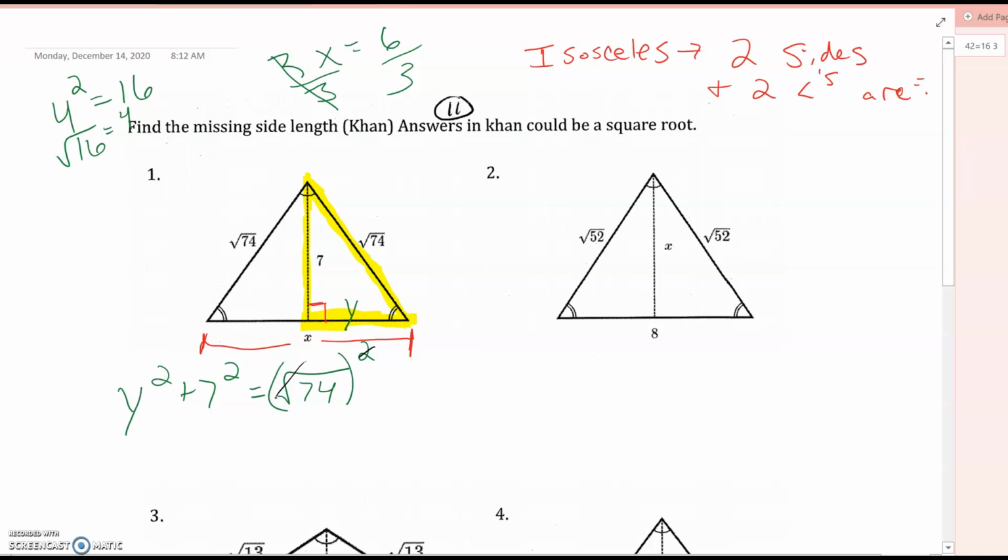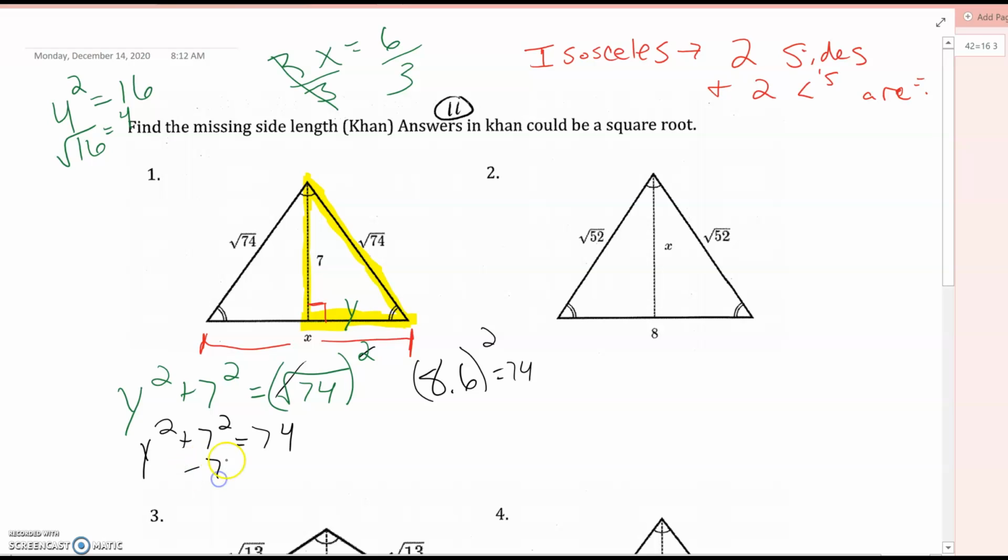Okay, so if I take the square root of 74 in my calculator, it's like 8.6. Then if I were to go and square that again, so go 8.6 and square it, I go right back to 74. All right, you're just doing too much work. You are undoing what you're doing. So this would be y squared plus 7 squared equals 74 whenever you square a square root.